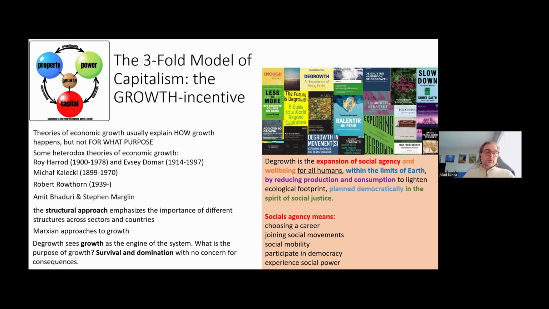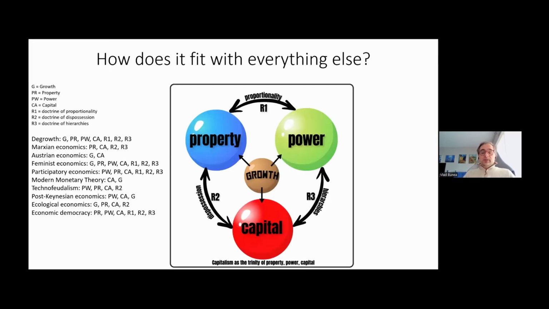This is the degrowth approach to phasing out the growth incentive. Now, the next question we had on the agenda for today: how does this model fit with everything else? There's a list of heterodox theories that I highlighted for this example, and here's how I see they relate to this model. Degrowth and feminist economics come closer to addressing all the elements that we discussed today: growth, property, power, capital, and the three doctrines.